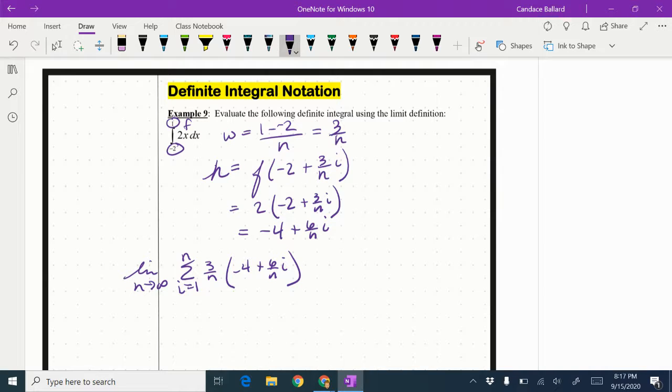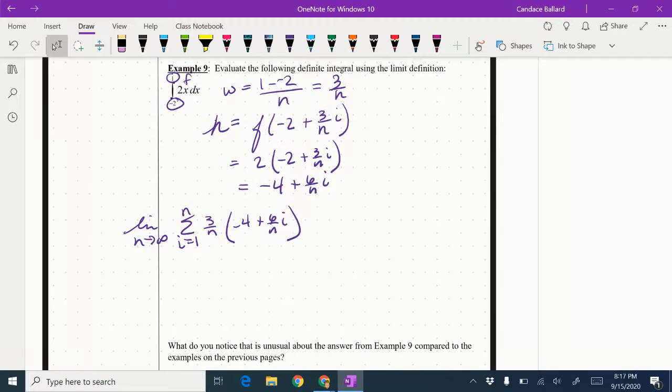All right, so let's see if we can fix this up a bit. I'm looking at the work here. I'm going to go ahead and take this guy out front. So I've got the limit as n approaches infinity of 3 over n, the sum as i equals 1 to n. And then I'm going to make a common denominator in here of n. So that's going to make me multiply that one by n, plus 6i.